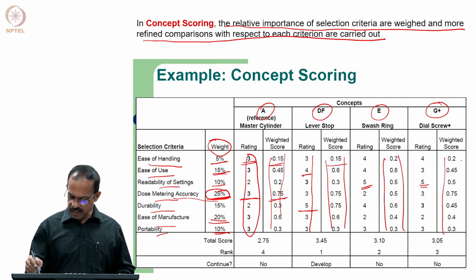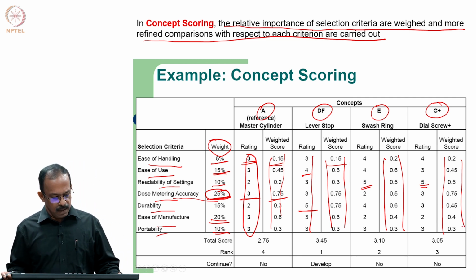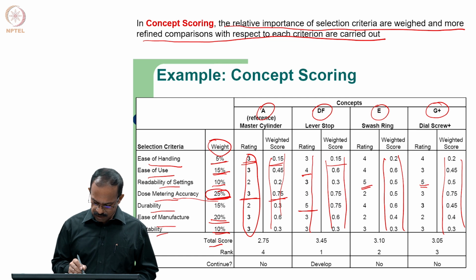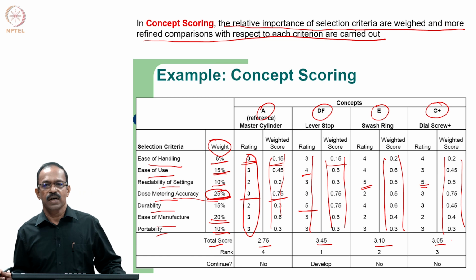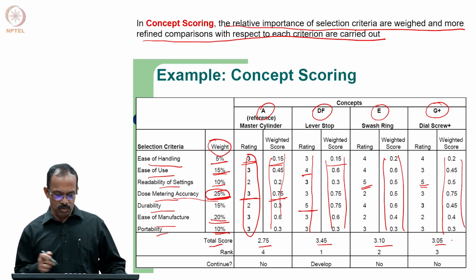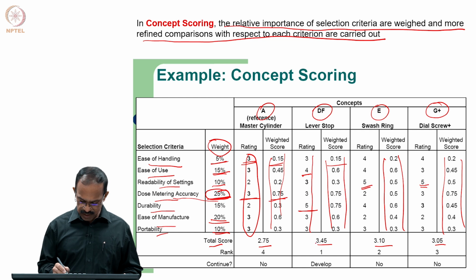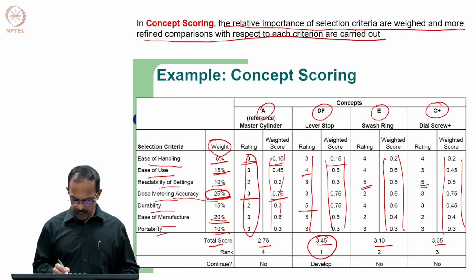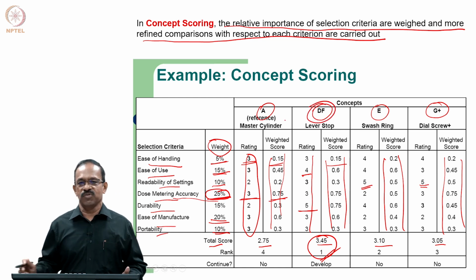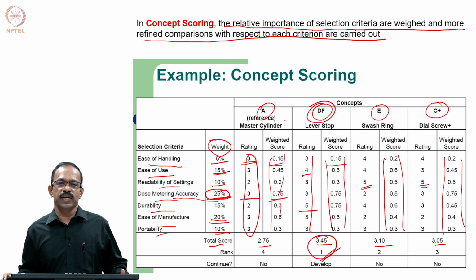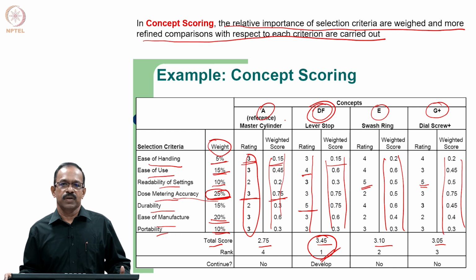For each concept you get the weighted score, and finally you get the total score: 2.75, 3.45, 3.1, 3.05. Now you give the ranking. Once you have the total score, you give the ranking, and you will see that this is the first one. So, you got rank 1 for the D and F. Now if you look at the concept screening stage, both D and F were actually not good. It was a question of whether to take them forward or not, and the decision was not to take them forward because they were the lower ranking concepts.